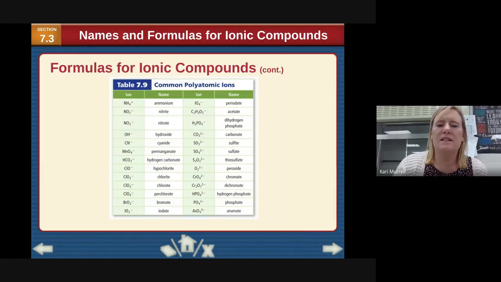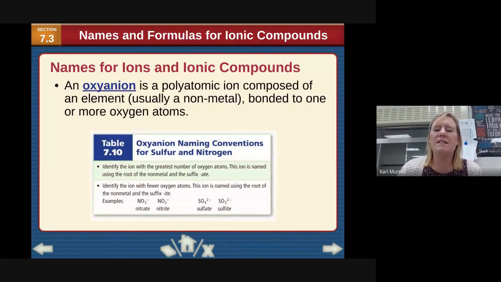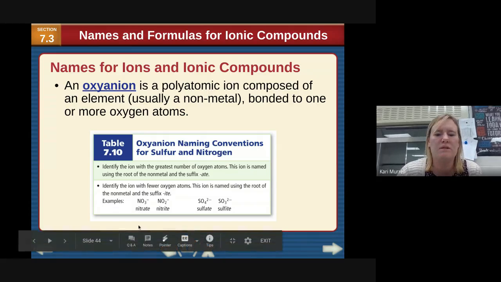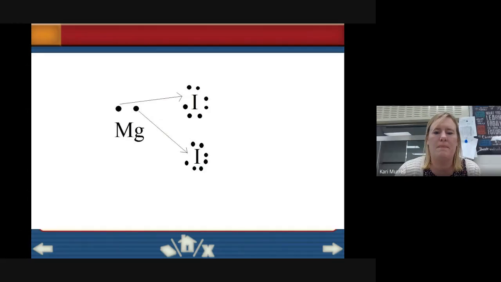Here we can see a list of some common polyatomics. An oxyanion is a polyatomic ion composed of an element, usually a nonmetal, bonded to one or more oxygen atoms. For example, down here you can see nitrate, which is NO3, or nitrite, which is NO2, sulfate, sulfite. These all fall into that category because they have oxygens attached to them.